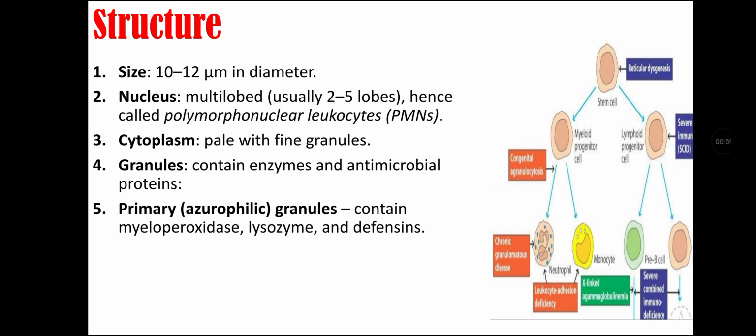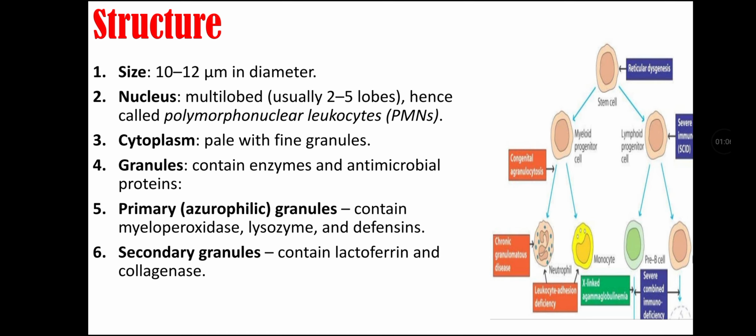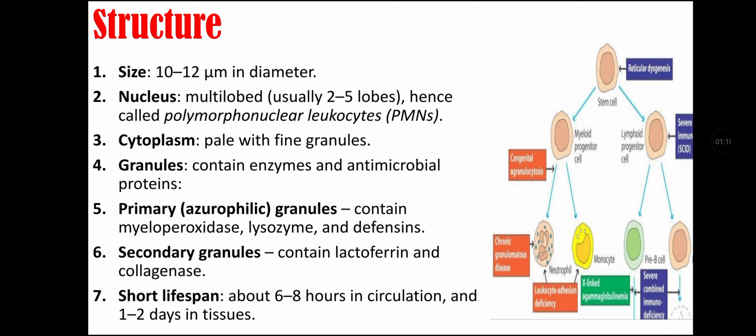They have primary granules that are called azurophilic, which contain myeloperoxidase, lysozyme and defensins. They have secondary granules that contain lactoferrin and collagenase. They have a short lifespan, about 6 to 8 hours in circulation and 1 to 2 days in tissues.